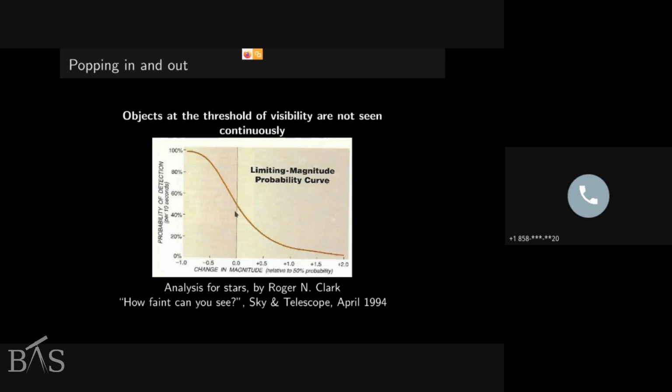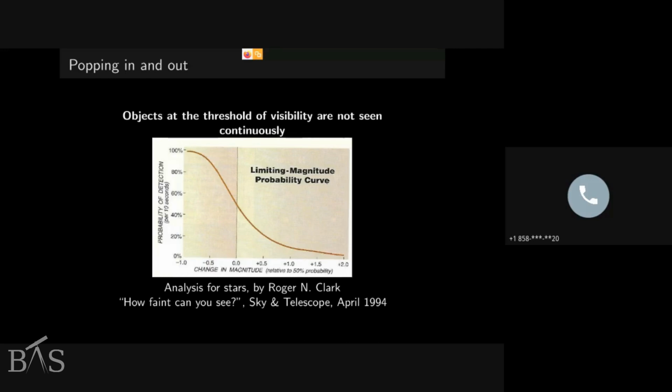So here's a curve from one of Roger Clark's articles in Sky and Telescope. I must thank my friend Bob Douglas for pulling this out from his collection. What this curve says is that fainter objects, you don't see them all the time. They come in and out of your vision. We say popping in and out, or maybe we can see 10% of the time, but not all the time, right? Maybe we can see 20% of the time. So the fainter the objects that you go, the less time they are visible, and eventually, of course, the object is invisible if it's too faint.